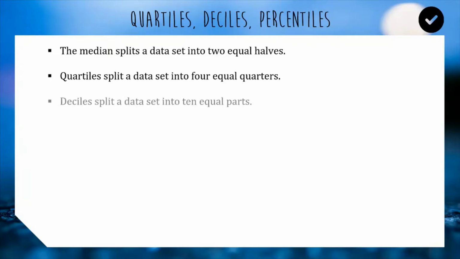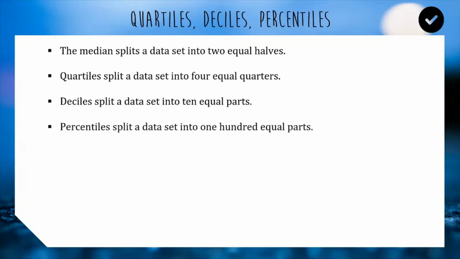We can also look at deciles. These split the data set into 10 equal parts, and we have percentiles, which attempt to split a data set into 100 equal parts. That's why often you hear people being in like the top percentile as the top 100th, essentially.